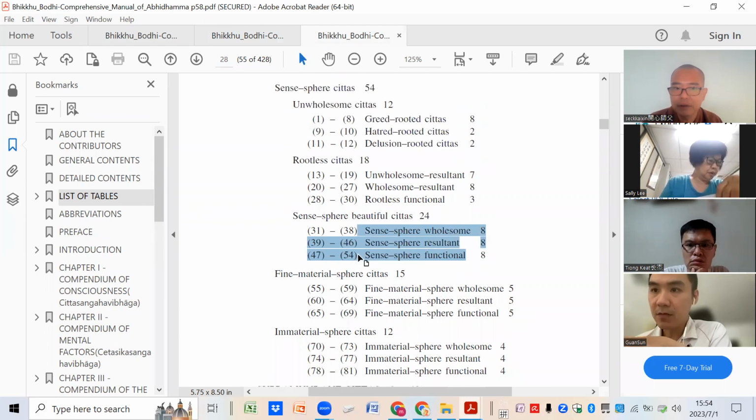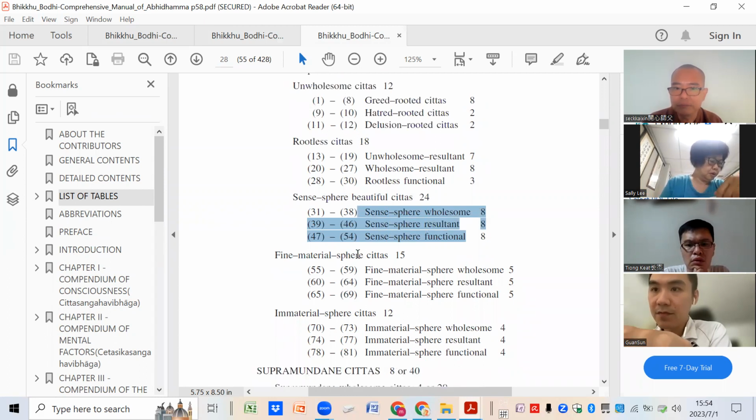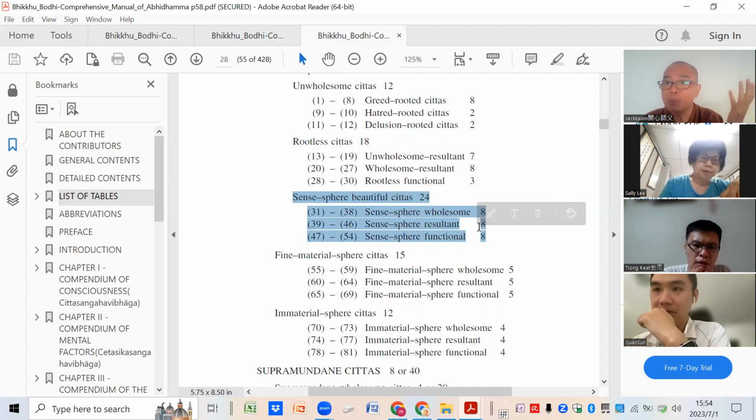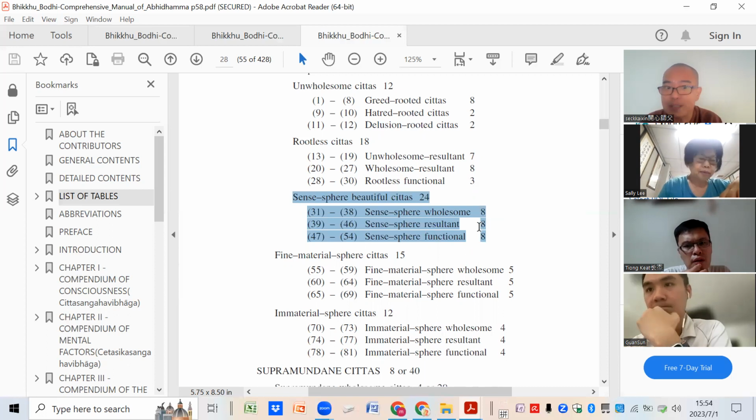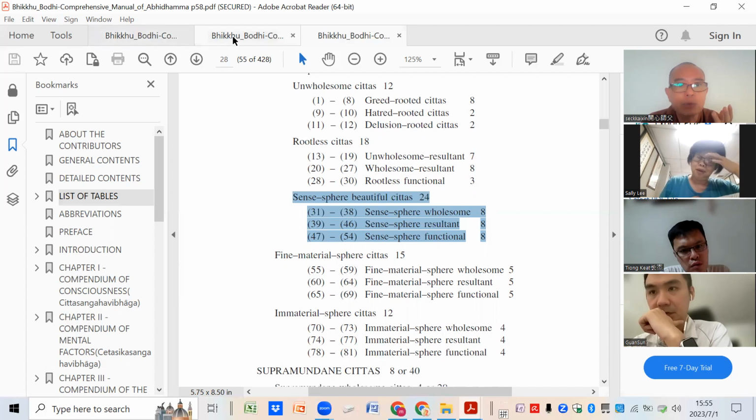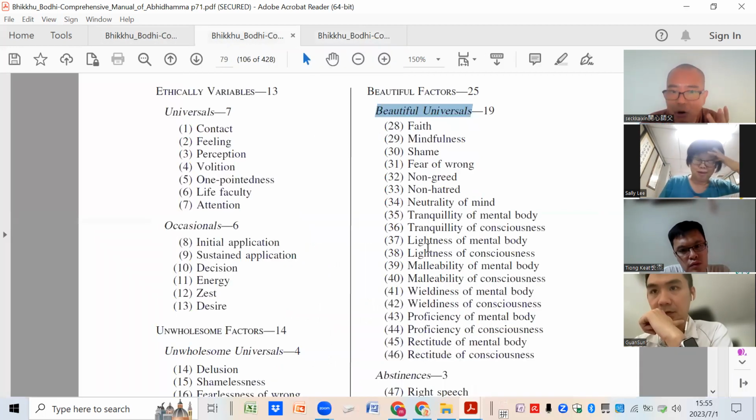Resultant, wholesome. Still got that. So we just, these three. We just see here as beautiful. So what does it mean, beautiful universe? Meaning to say all God, right? Meaning to say all the consciousness here, they will process all this, so we call it a beautiful universe. Got it?